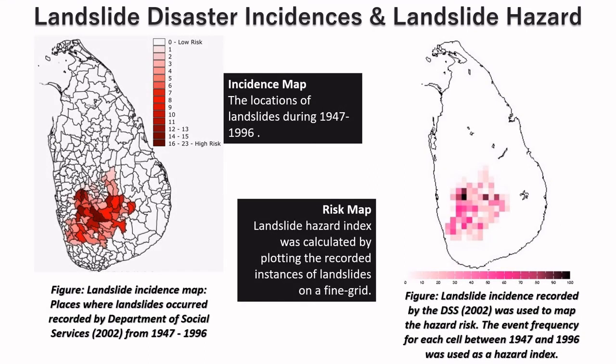The highest landslide risk is in the Kegalle district, followed by Ratnapura and Nuwara Eliya districts. The seasonality of landslides is influenced by the seasonality of the rainfall climate. Landslide risk is high on the eastern slope during November to January and is high on the western slopes during May to November.